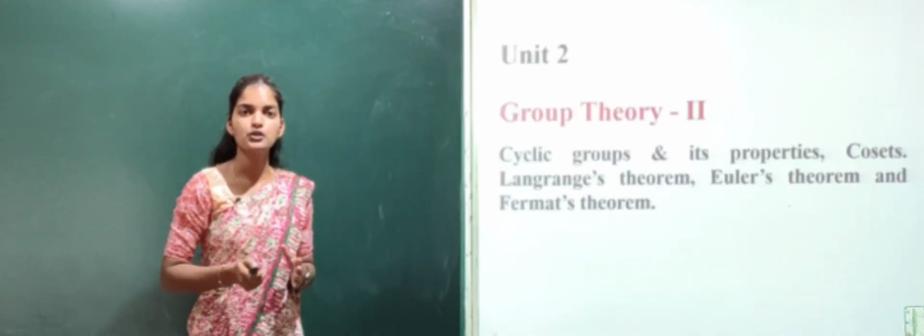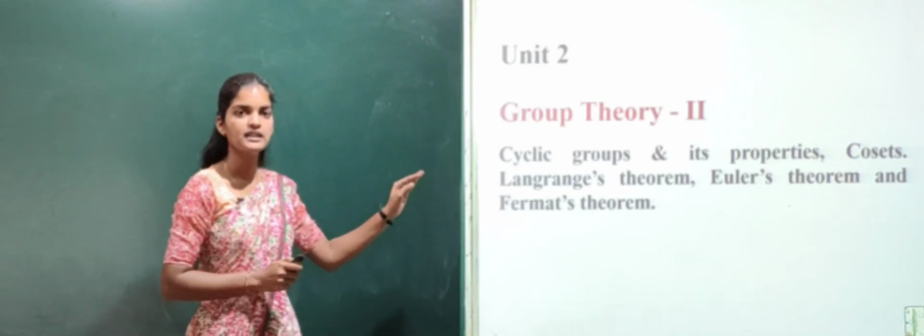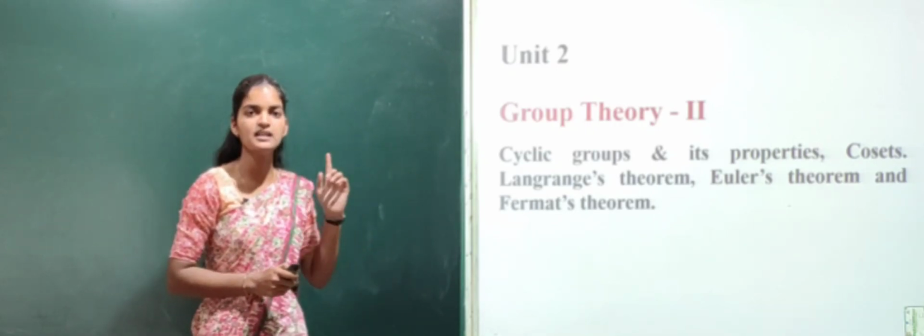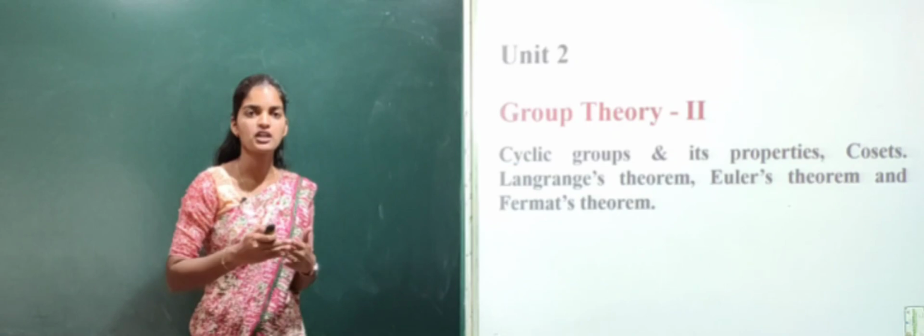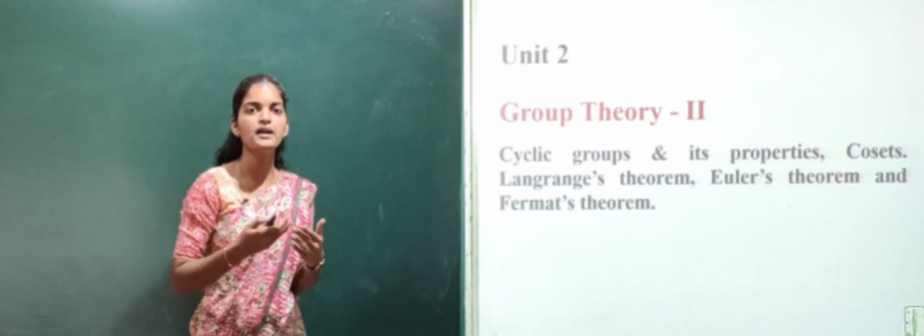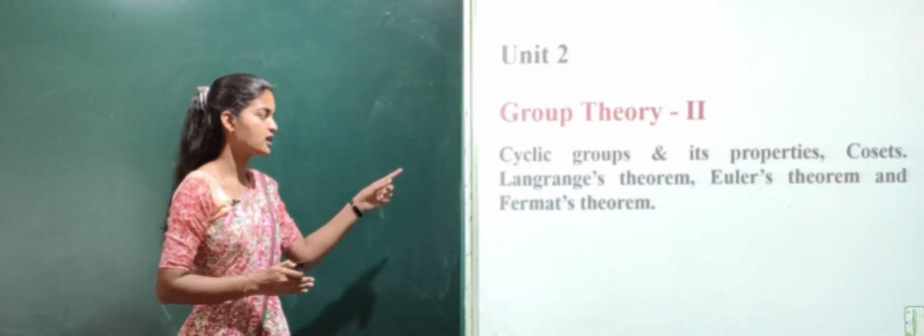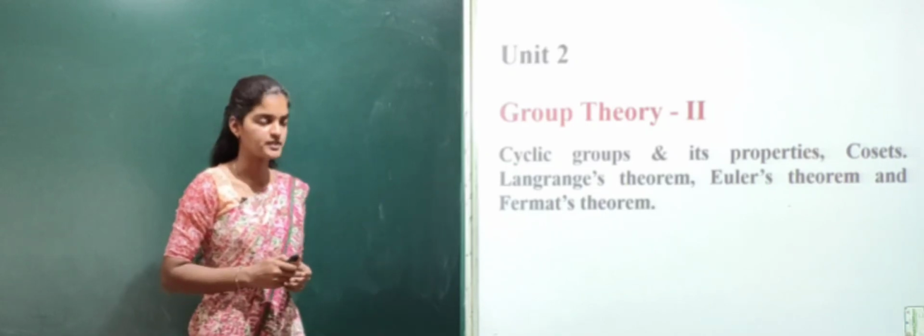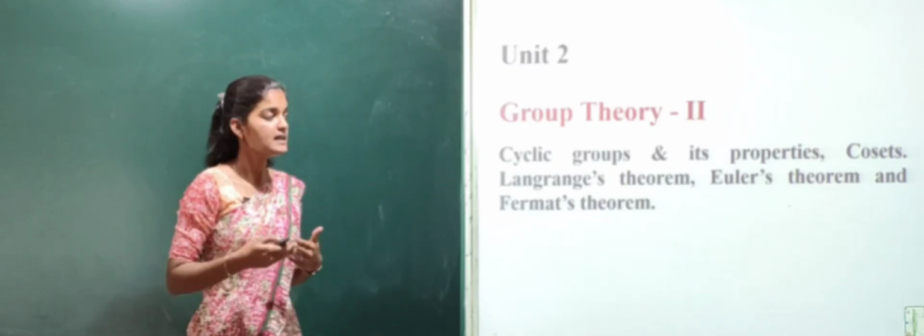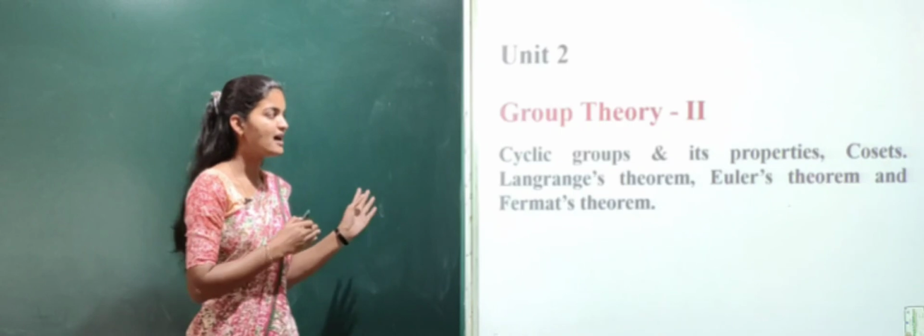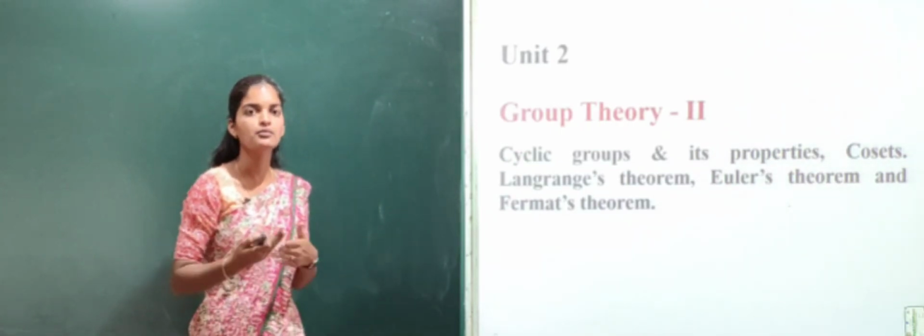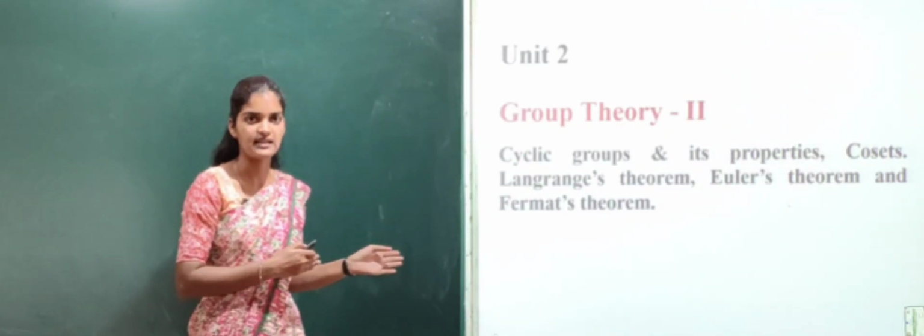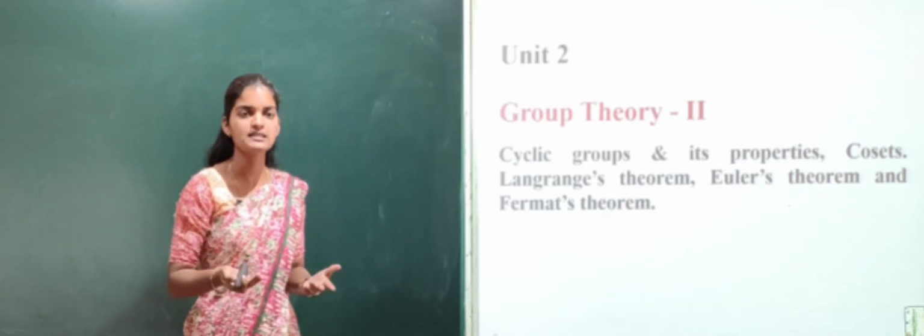Next is unit 2, that is also group theory 2, the continuation of unit 1. After studying what a group is, its properties, semi-groups and subgroups, you will come to learn cyclic groups and their properties. Next come cosets, that is, after the group theory you will come to know about cosets and their examples.